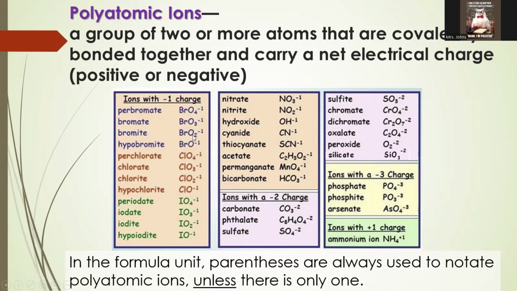So they travel as a group. They're covalently bound together, but they stick together as a team, and they travel together and bind to other ions. So if there's only one, you probably won't see a parenthesis around the polyatomic ion. But if there's more than one, you'll always see it enclosed in parenthesis and then a subscript showing how many of them there are to balance the charge.